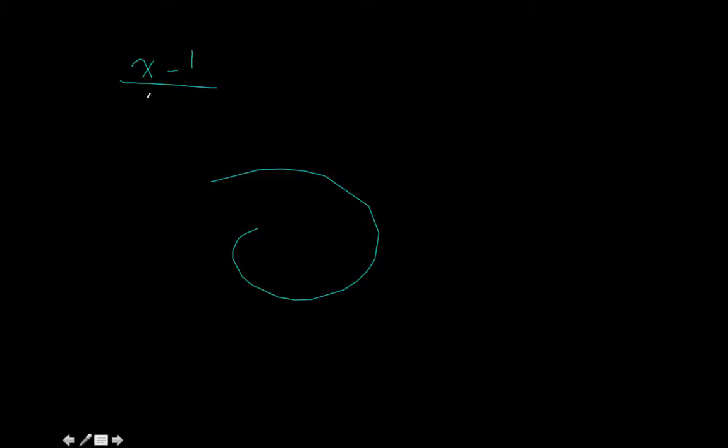x minus 1 over x squared plus 3x plus 2, divided by x squared minus 1 over x squared plus 5x plus 6.